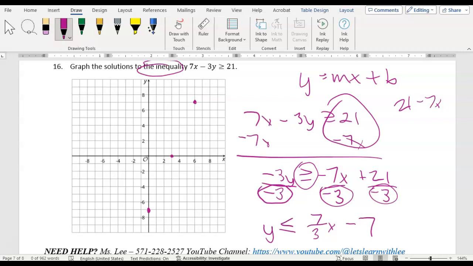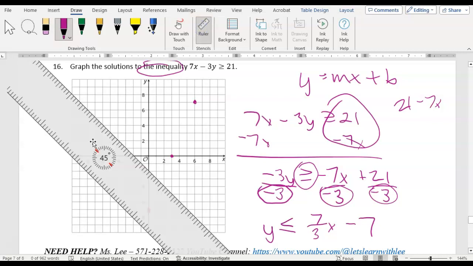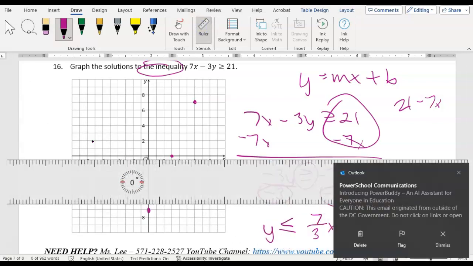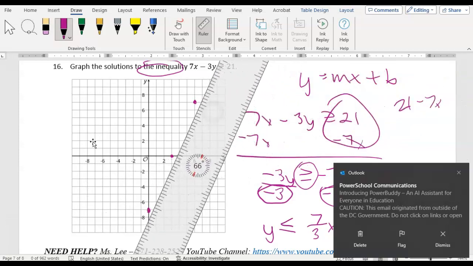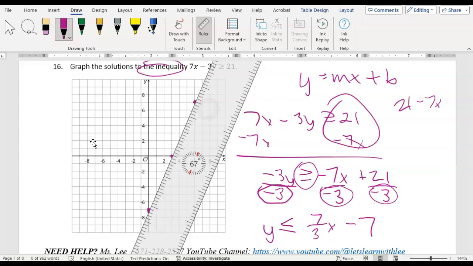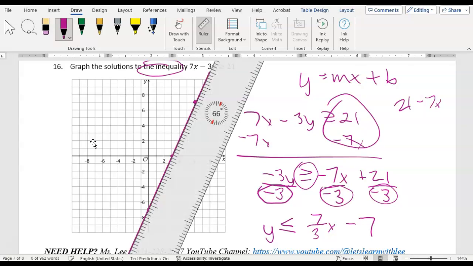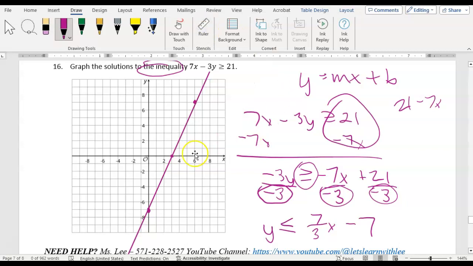Okay. And then I can go ahead and use my ruler. Let's get that in there. Line up my points the best that I can and draw my line there. All right, so now I have the line, and I've made it a solid line because I have a less than or equal to sign, and I need to decide which side to shade.